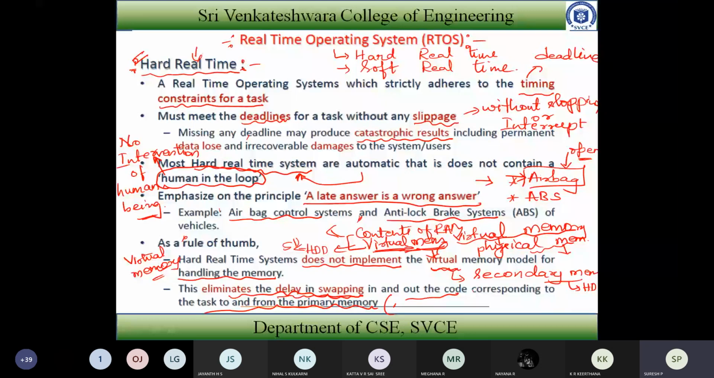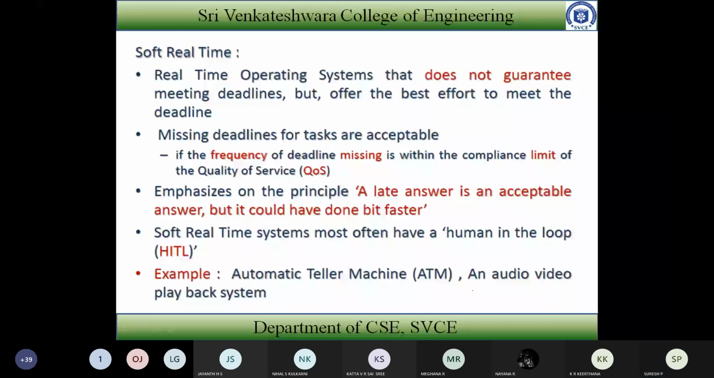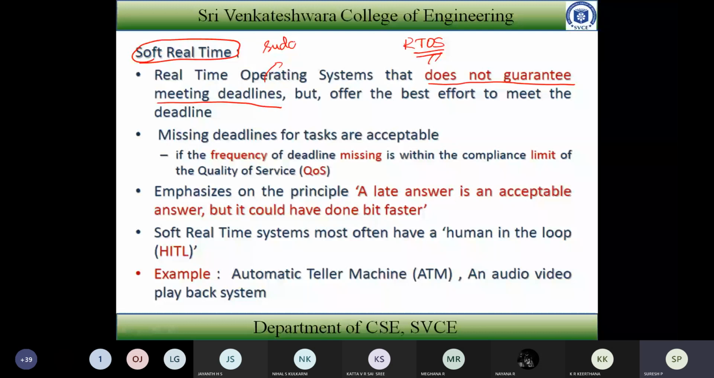Next is the soft real-time system. A soft real-time system is a type of real-time system that does not guarantee meeting deadlines. In soft real-time systems, this type of RTOS does not guarantee meeting the deadlines. Even then, if it is not meeting the deadline, nothing catastrophic is going to happen, no sudden damage.